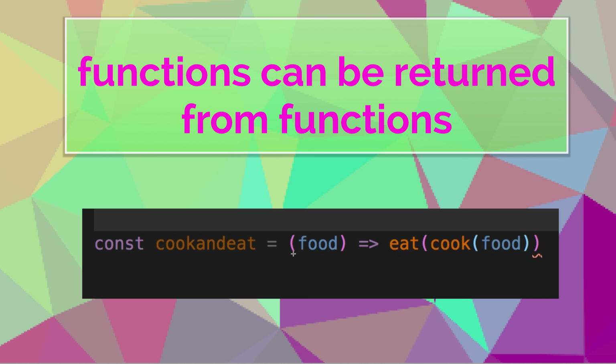You've got some food, and you pass that food into your cook and eat function, and your cook and eat function returns a new function, right? Which is made up of two other pre-existing functions. One that's going to cook the food, and then after it's cooked, you'll eat it. So this new function can be called cook and eat. And I hope that makes sense, kind of instinctively, intuitively.